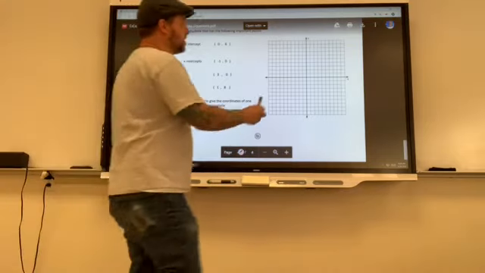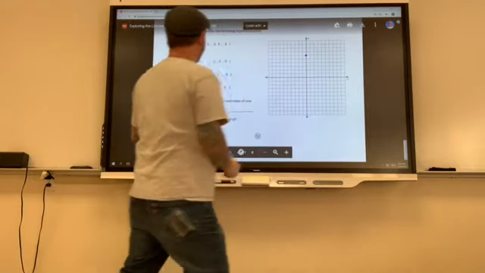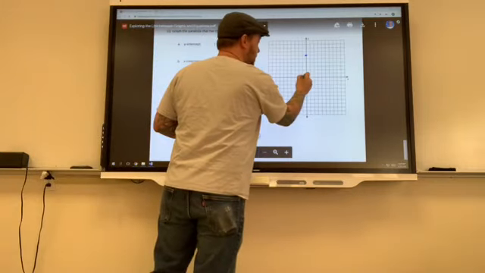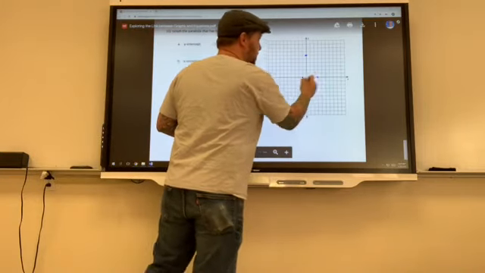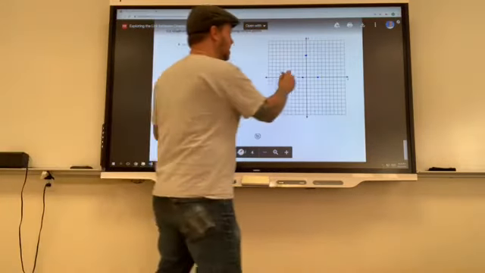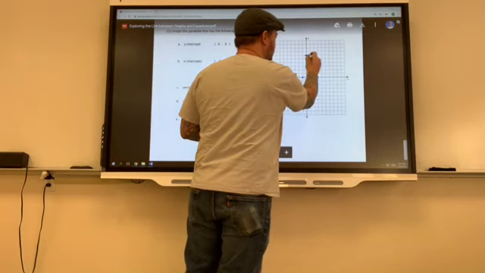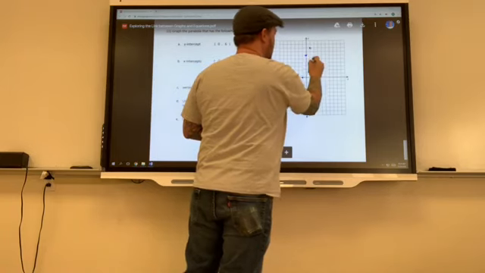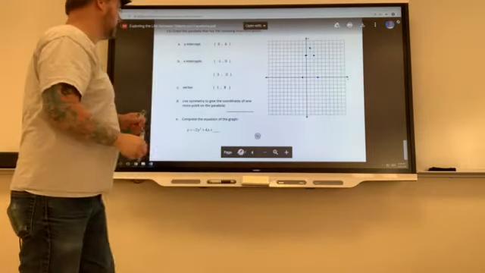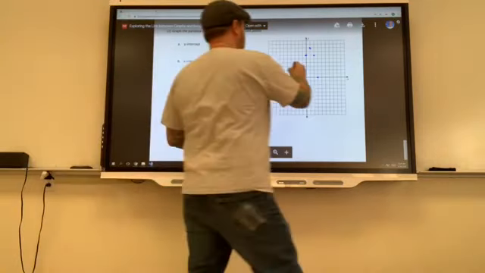Let's graph the parabola that has the following important points. Y-intercept (0, 6). X-intercepts (-1, 0) and (3, 0). Vertex (1, 8). Over 1, up 1, 2, 3, 4, 5, 6, 7, 8. There, we get some symmetry there. And let's draw this.